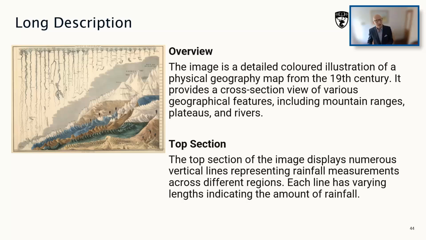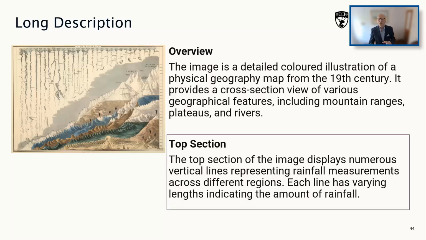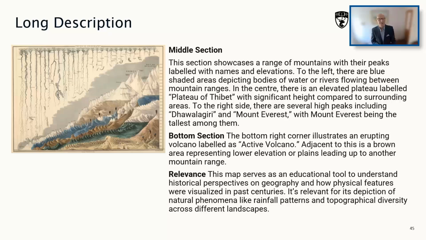I won't read out everything on the page, but you can refer to the slide deck for this detail. The structure of the long description is an overview, followed by descriptions of the top, middle, and bottom sections of the image, and a commentary on the relevance of the image. A big mistake is at the top section. It describes it as representing rainfall measurements rather than rivers and their lengths.